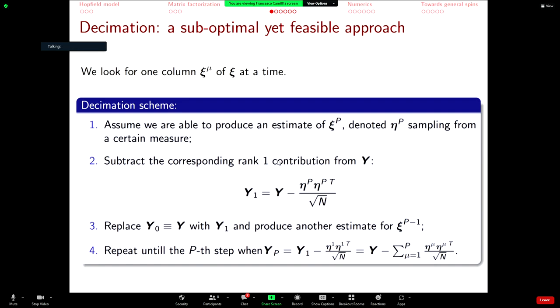Then we sample again from the same measure, where the data that affect the measure itself are replaced with Y1 this time. And then from this new measure, we sample again, and again, and again, okay? Till we hope that we are able to do it P times, so that in the end we will have P estimates of each of these columns of the matrix psi. So we stack them together, and we have an estimator in the end.